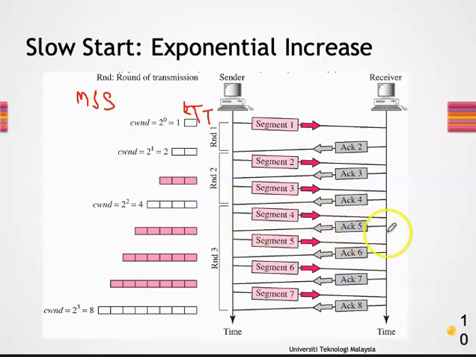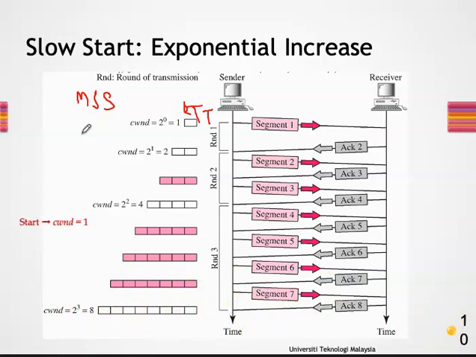So the first segment, acknowledgement 5, the next segment, acknowledgement 6, segment 6, acknowledgement 7, segment 7, and acknowledgement 8. If you see here, for each acknowledgement received, the CWND size is increased by 1. So by the end of round 3, the CWND value has become 2 power of 3, which is 8.